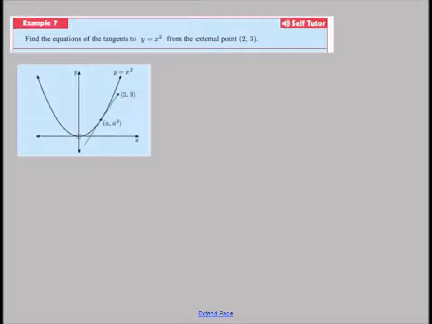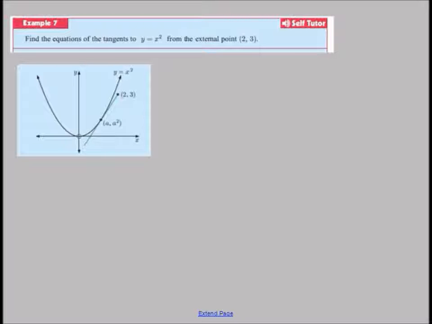And the last example here in this video, find the equations of the tangents to y equals x squared from the external point (2, 3). Okay, so now we have an external point. This is not a point on the curve.